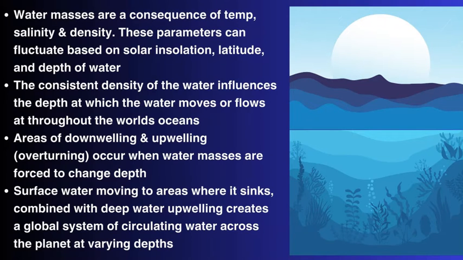So each water mass will have a certain density based on its temperature and salinity, and this can help oceanographers classify different areas of the world's oceans geographically and look at the differences in density and how this plays a role in the overall circulation of the oceans.